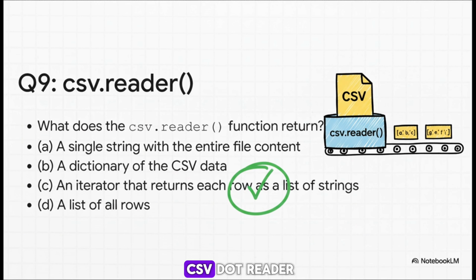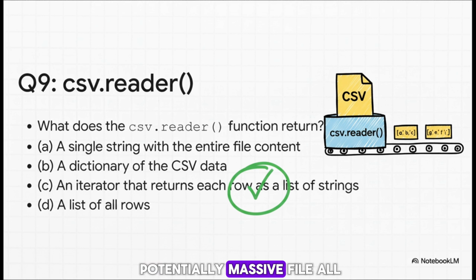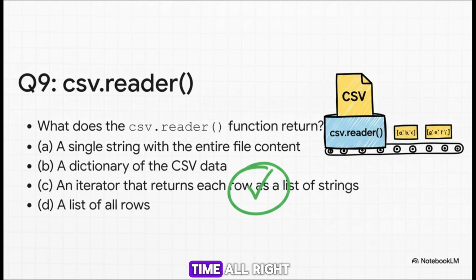So when you use csv.reader, what are you actually getting back? The correct answer is C, an iterator. And this is so important because it's the smart way to handle files. Instead of loading a potentially massive file all into memory at once, an iterator just goes line by line, which saves you a ton of memory and time.